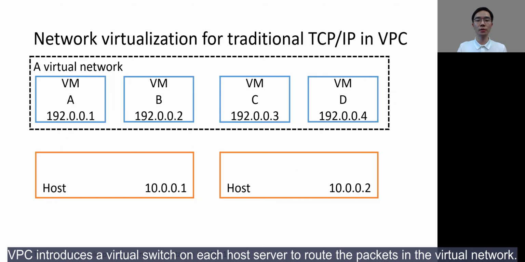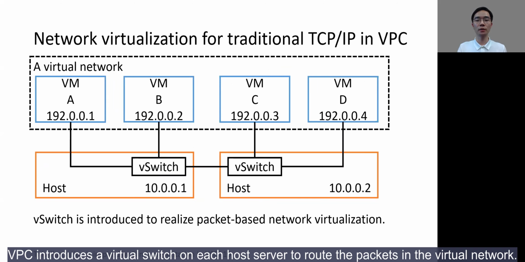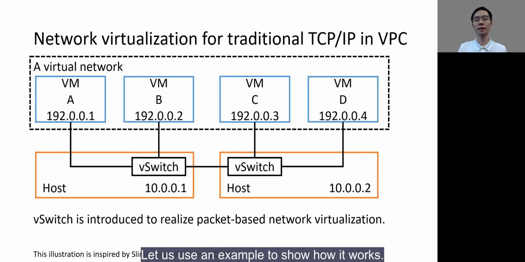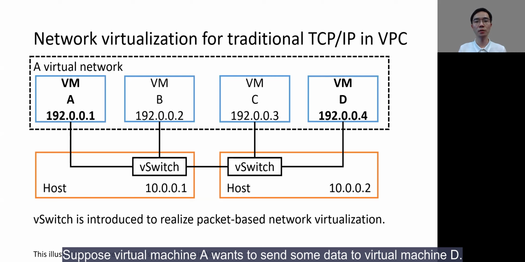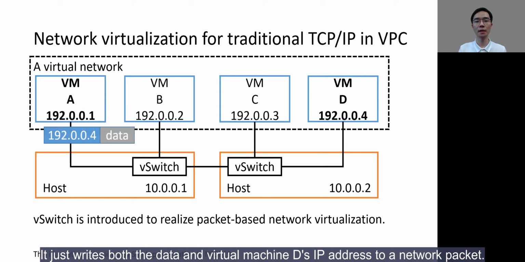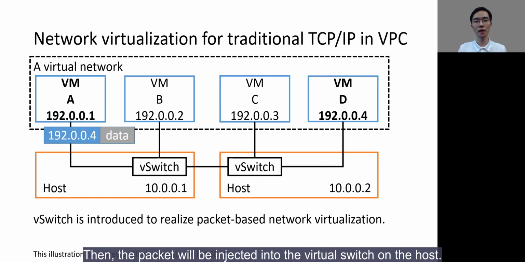VPC introduces a virtual switch on each host server to route the packets in the virtual network. Let us use an example to show how it works. Suppose virtual machine A wants to send some data to virtual machine D. It just writes both the data and the virtual machine D's IP address to a network packet. Then the packet will be injected into the virtual switch on the host.